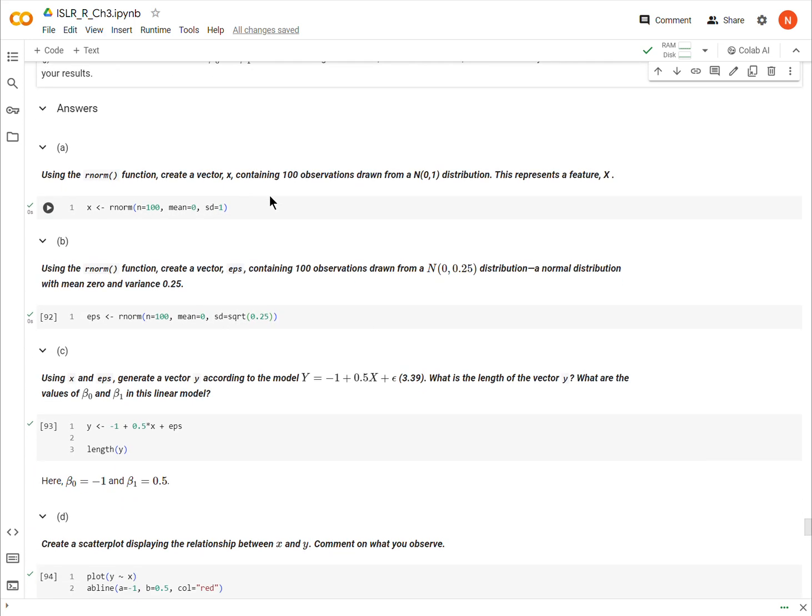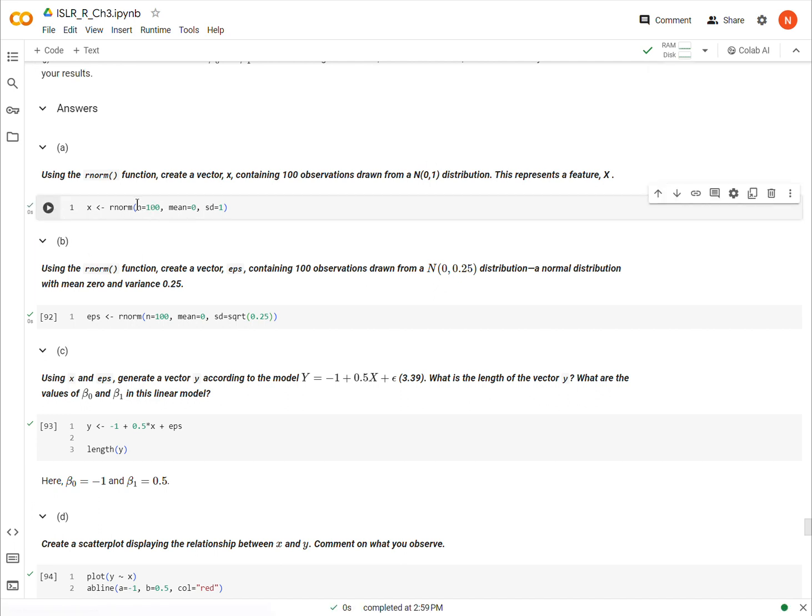So the first part, part A, we're going to use the rnorm function to create a vector called x of 100 observations, and x will be distributed normally with a mean 0 and standard deviation 1. Okay, and that's what we have right here. So I run that. Again, I use the rnorm for random of a normal distribution. I want 100 observations of a mean 0, standard deviation 1.